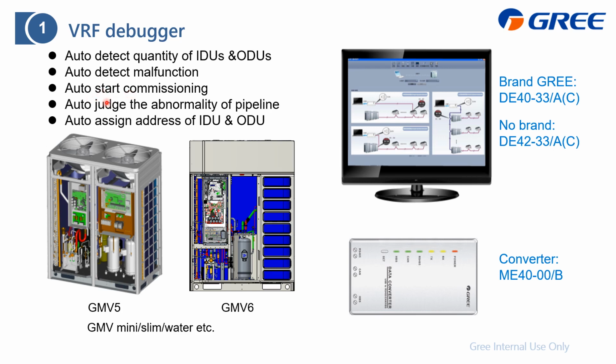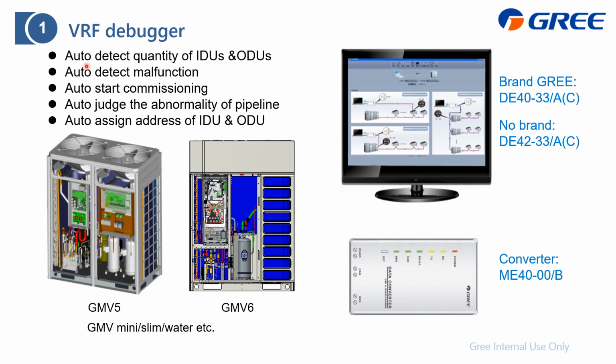And the next is you can apply this debugger to do the commissioning, and we will show you all the steps and all the results directly on the screen, which makes the commissioning very convenient. And next is to judge abnormalities of the pipeline by checking the parameters. And also you can use this debugger to change the settings or change the control of the indoor units. And the next is to assign addresses to indoor units and outdoor units.